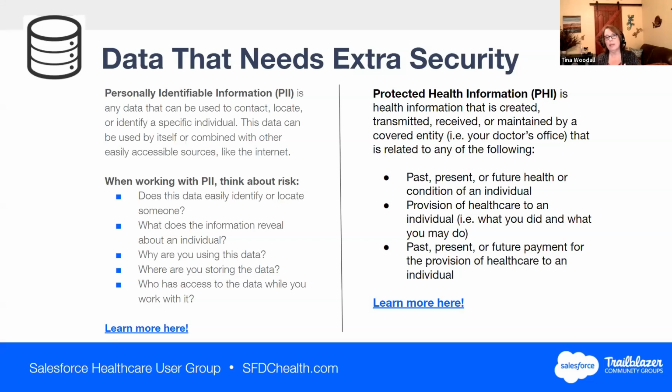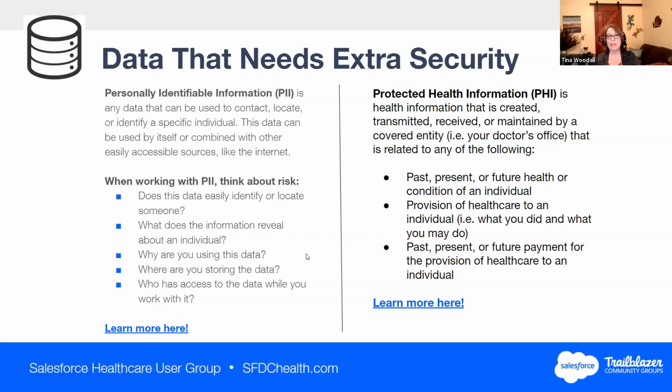So when you're thinking about PII, it's not so much a checklist, it's more of context. Does this data easily identify or locate someone? What does the information reveal about an individual? Why are you using this data and where are you storing it? This is a deep topic. This link here will take you to great resources to dive deeper into this if you're not familiar with this.